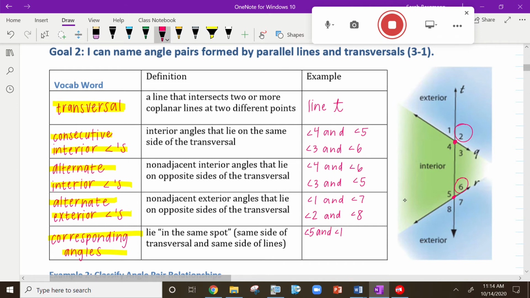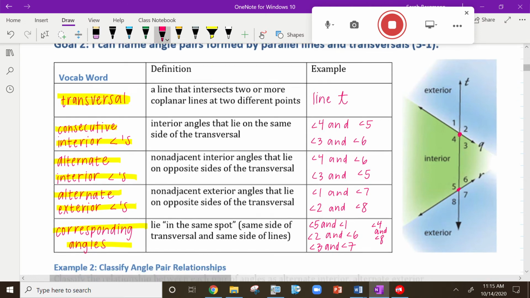Similarly, angle 2 and angle 6 are corresponding angles. They lie on the top right of the intersection. Angle 3 and angle 7 is another example. They lie on the bottom right. And finally, angle 4 and angle 8 is the last example. They both lie on the bottom left of the intersection.